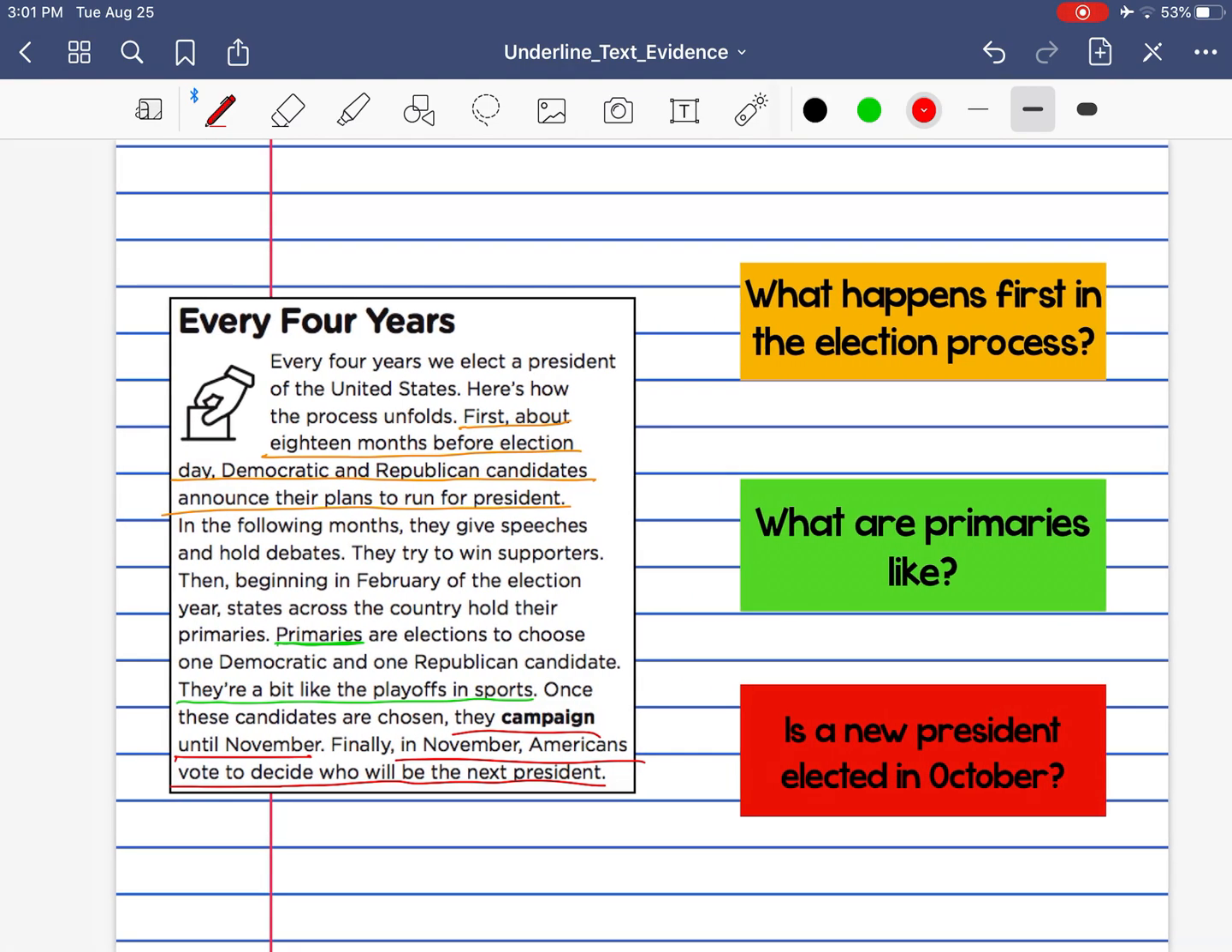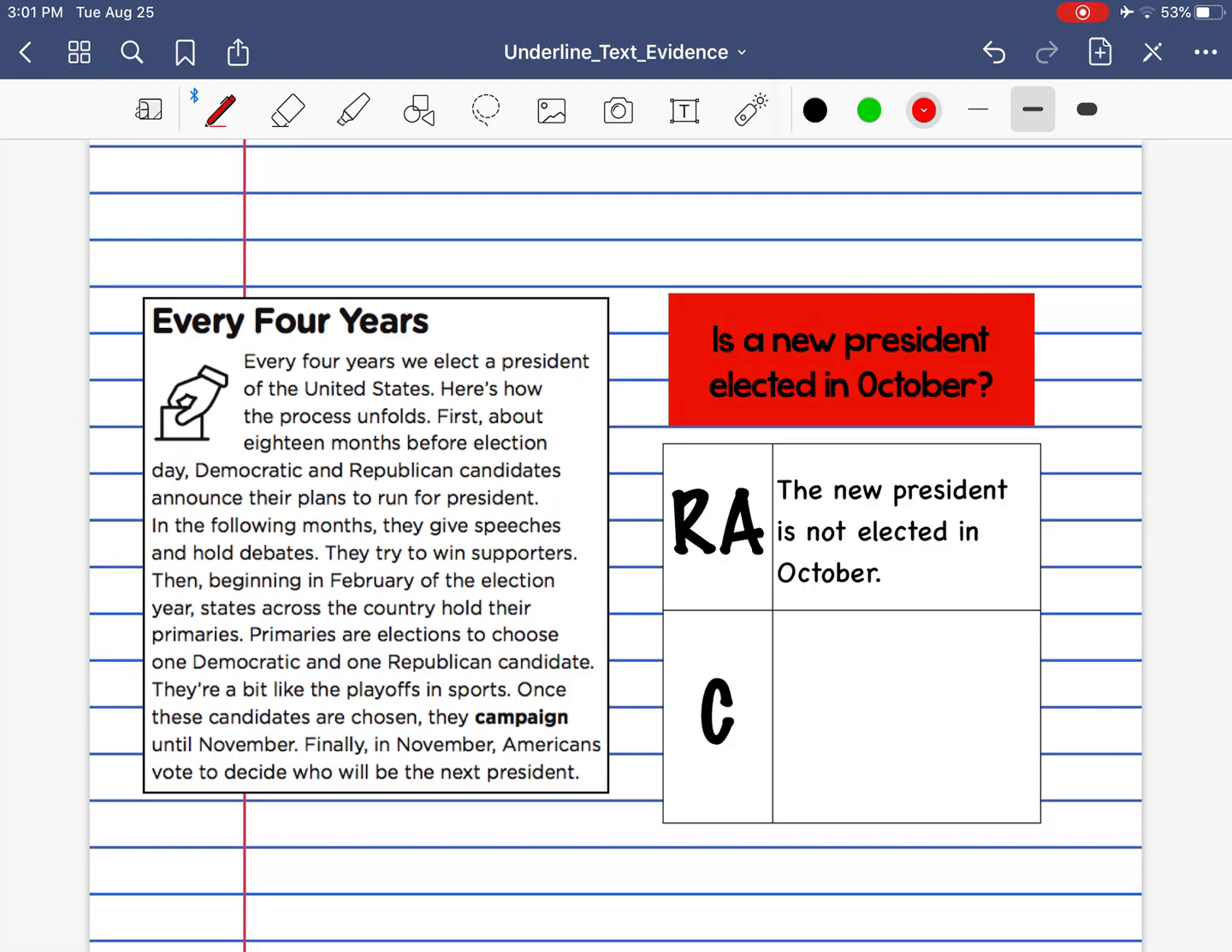Let's see what this looks like if we're really using the RACE strategy and writing out our answers. Is a new president elected in October? We restated our question and our answer. The new president is not elected in October, just like I said. I didn't just say no. I wrote a whole sentence, okay? New president is not elected in October. See? A lot of the same words, okay?